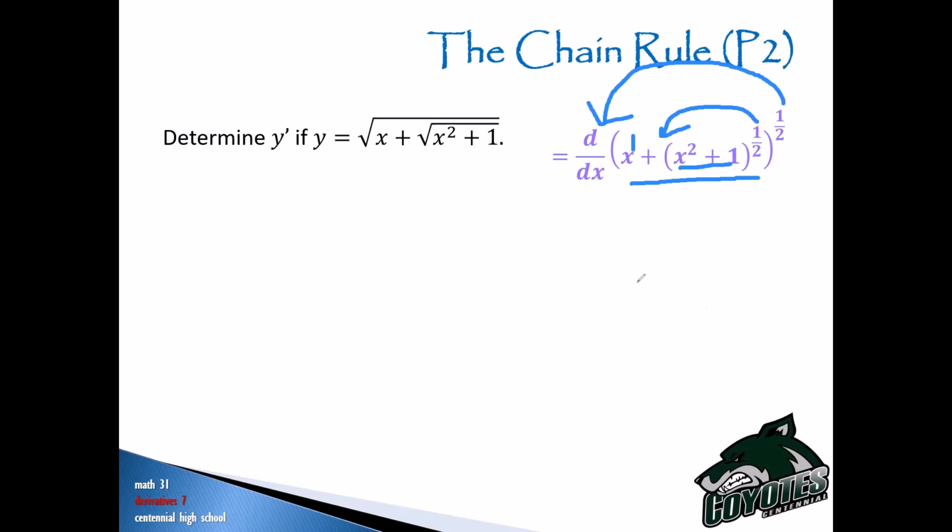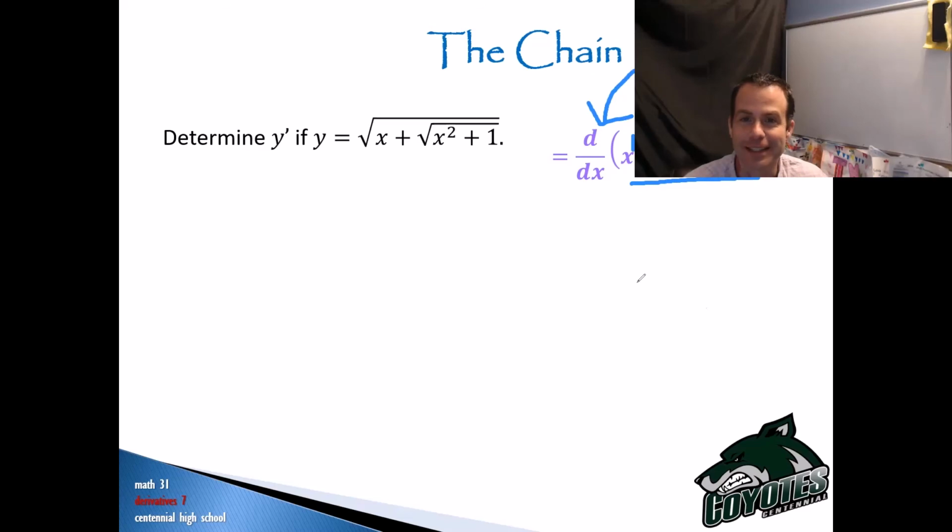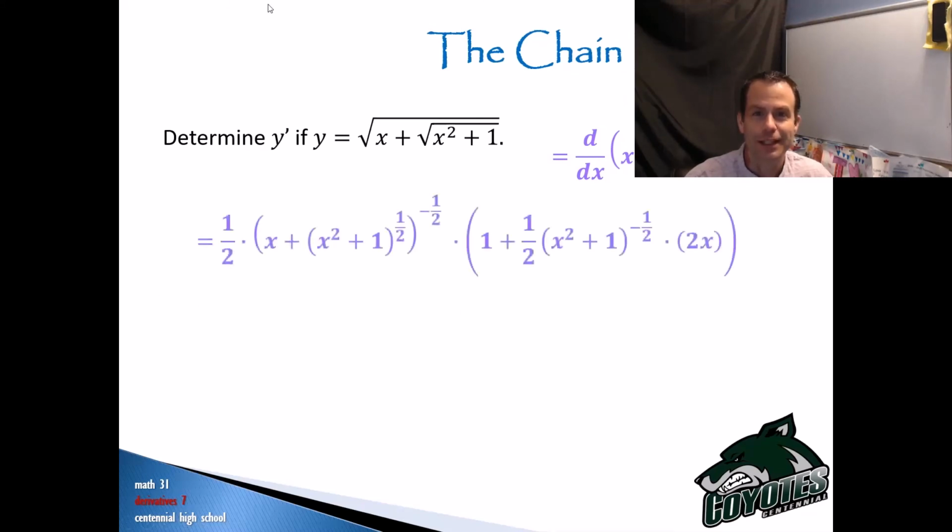Okay. I know I hid myself at the moment, so you can't see my smirk on my face as I go through that, but here we go. Okay. So that's what I'm going to do right here. So I have gone 1/2 times my original function to the negative 1/2. Now I have to take the derivative of the inside function. Okay, so the inside function is this guy right here. So that's going to be the derivative of x is 1. That's where this one here comes from.